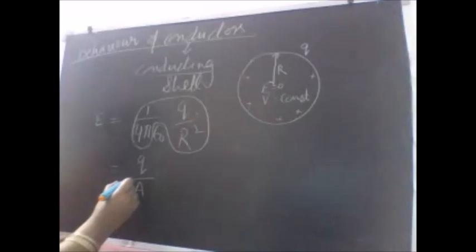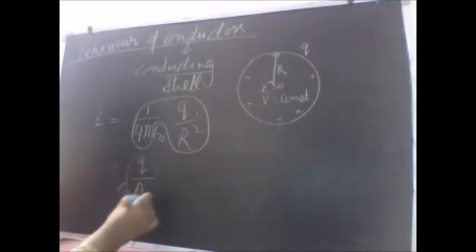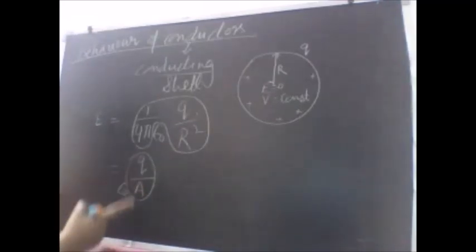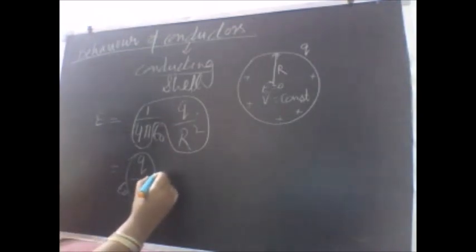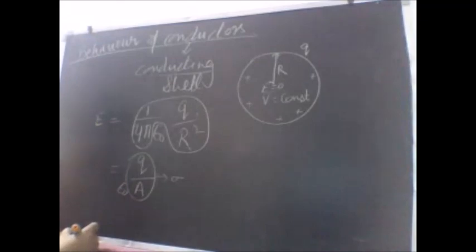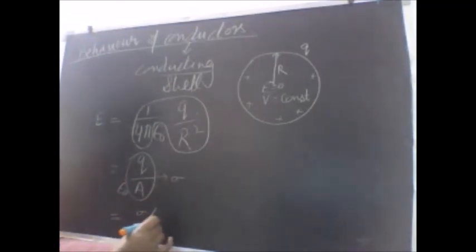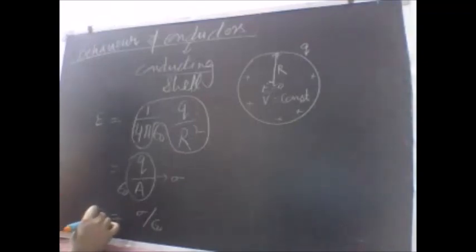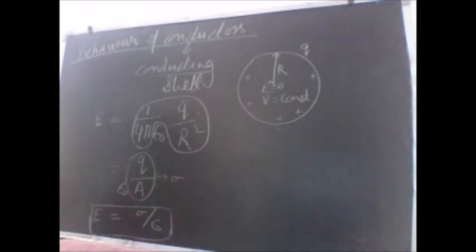And of course epsilon naught is there, and this is charge per unit area. What is this? It is the surface charge density, which can be written as sigma. So the expression comes out to be sigma by epsilon naught. That means the electric field value at the surface in terms of surface charge density is sigma by epsilon naught.